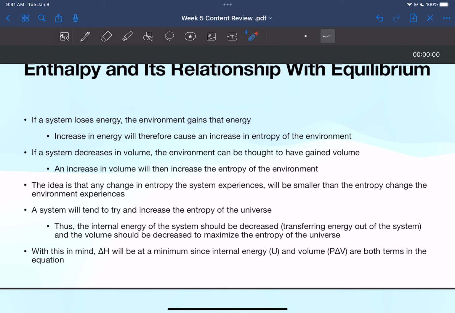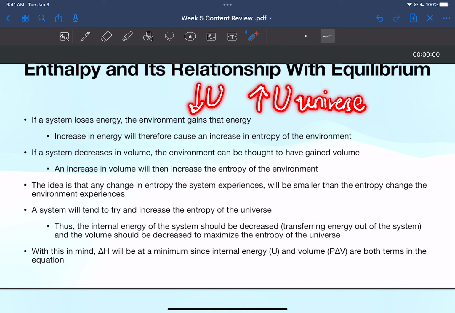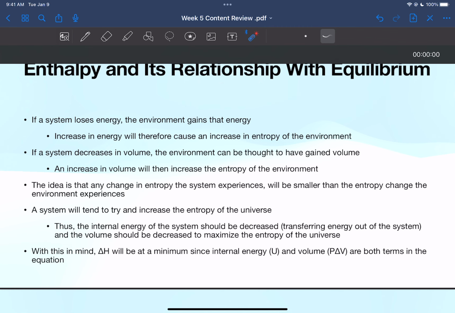So more ways to distribute energy, more places that the particles can take on, or more locations that they can take on. And so therefore, you have an increase in entropy. So if we decrease the internal energy of the system, we increase the energy of the universe, and therefore increase the entropy of the universe, right?